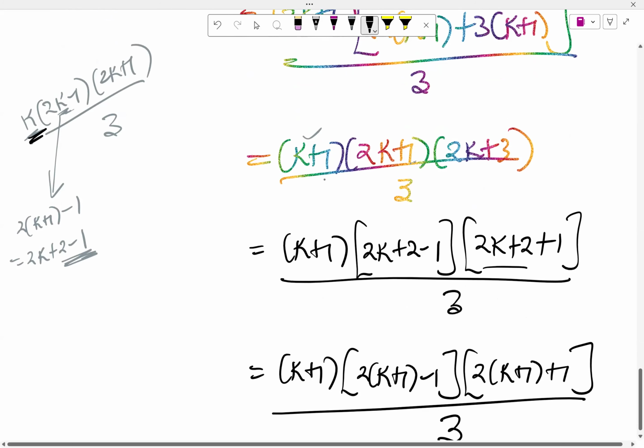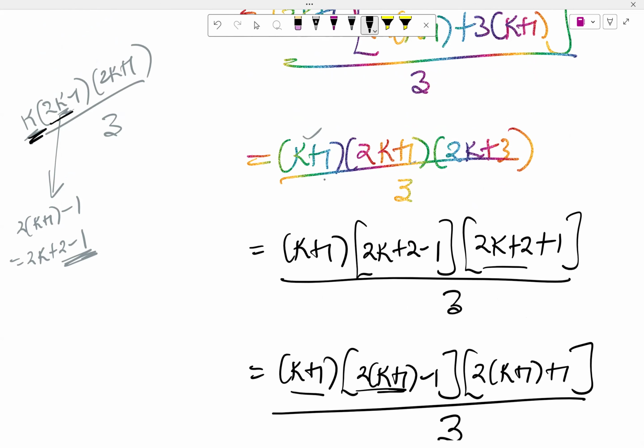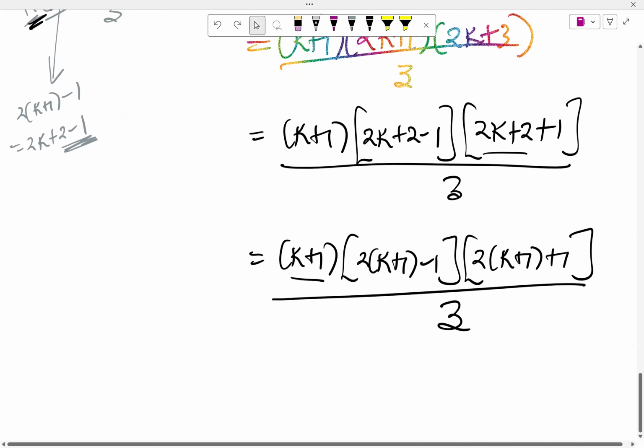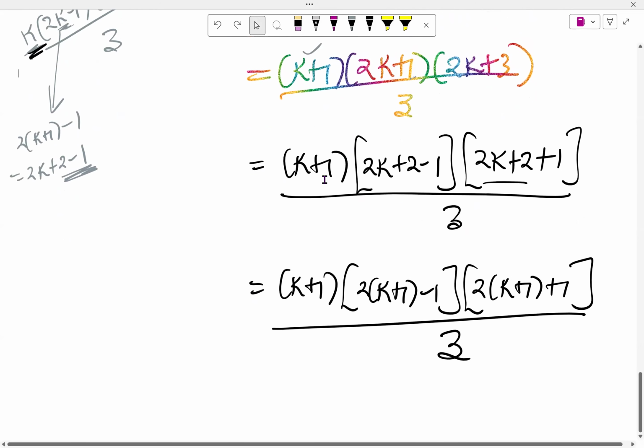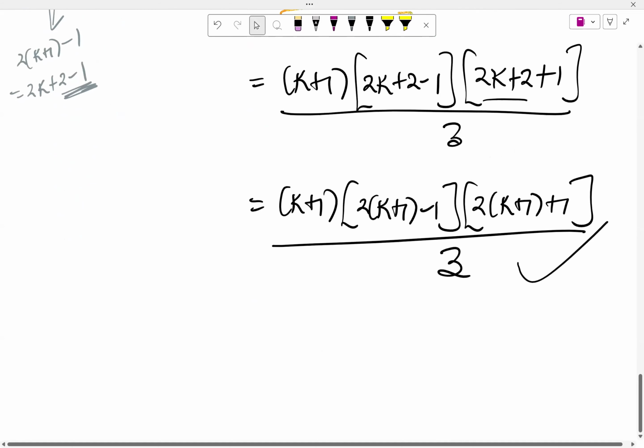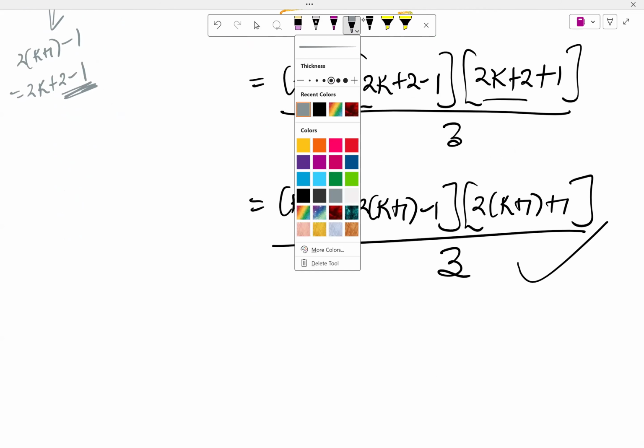And then you can see that it's looking exactly like that. So for this k now, you have k plus 1. For this 2k, you have 2 into k plus 1, of course minus 1. For this 2k plus 1, you have 2 into k plus 1 plus 1. So with this now, we have all we need. So this is exactly what we need. So we can conclude now that we have arrived.